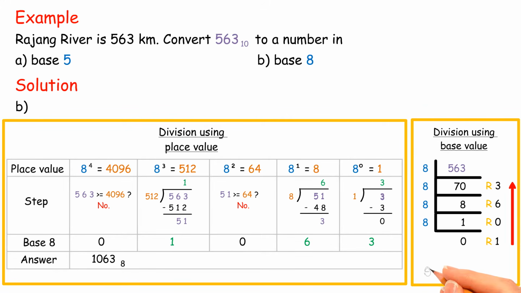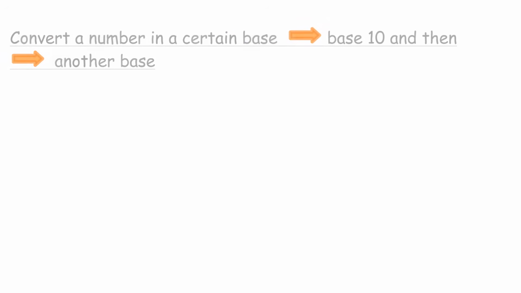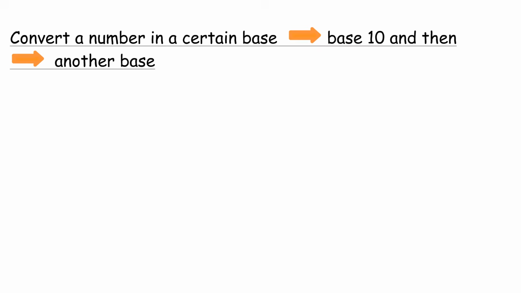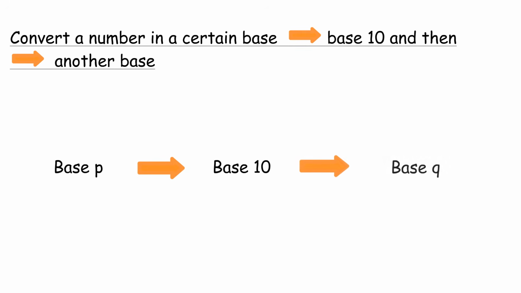Therefore, 563 in base 10 is equal to 1063 in base 8. You can see both methods will give you the same answer. Convert a number in a certain base to base 10, and then to another base. A number in base P can be converted to base 10 and then to base Q.